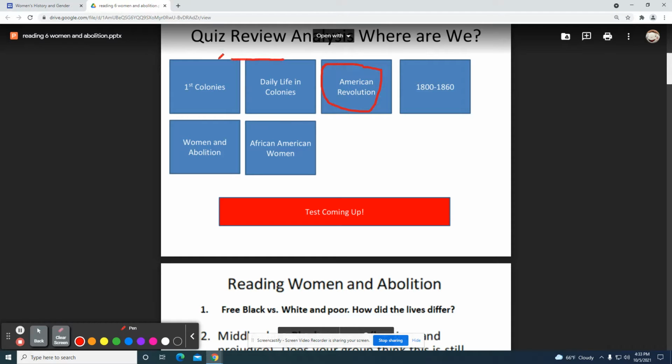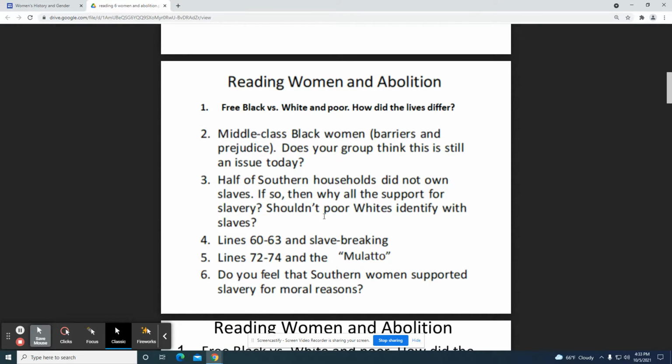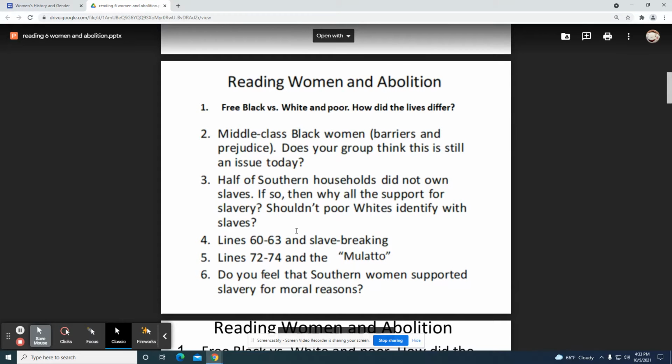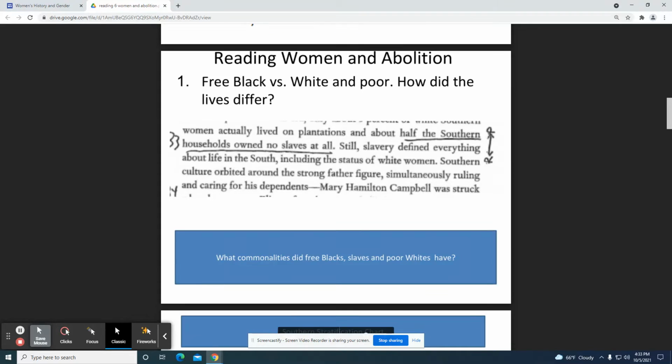First colonies and daily life in the colonies introduced us to coverture and how early on we saw the four virtues kind of playing out. And that's all I'm going to say this time around. We're going to move on to some of the specifics in the reading here. So these are the items that you are responsible for in class. Let's take a look at some of these items.